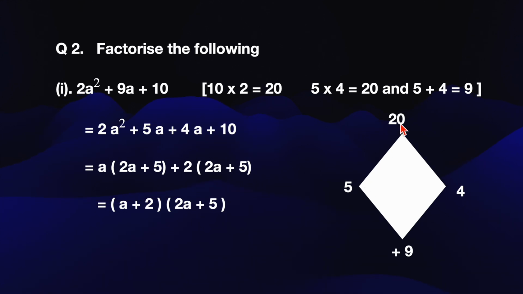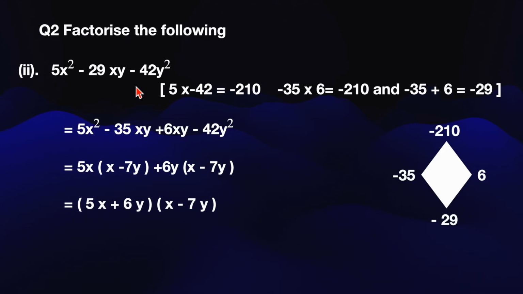5 4s are 20 and 5 plus 4 is 9. So write down 9a as 5a plus 4a. Take out the common factor a, you get 2a plus 5. 2 is the common factor here, 2a plus 5 again. So a plus 2 into 2a plus 5.